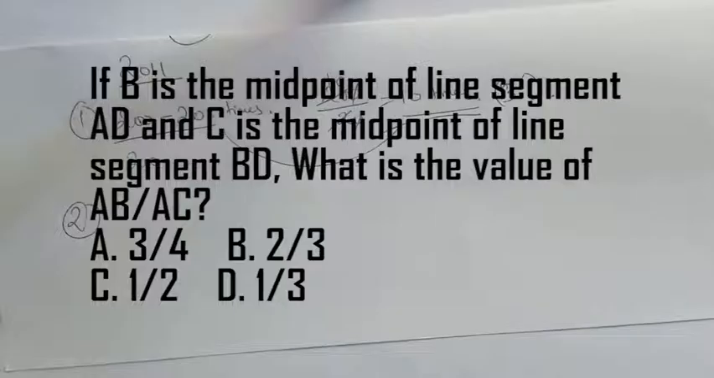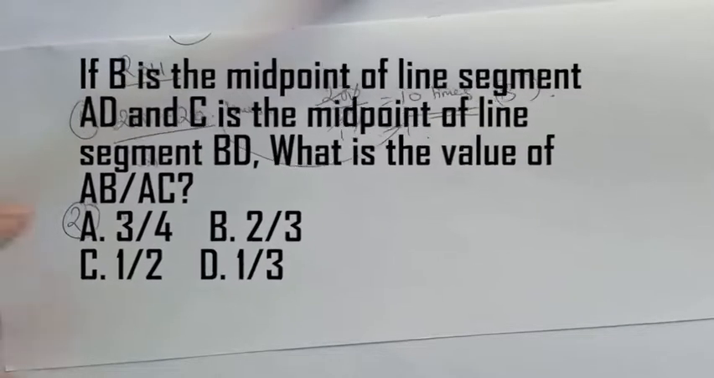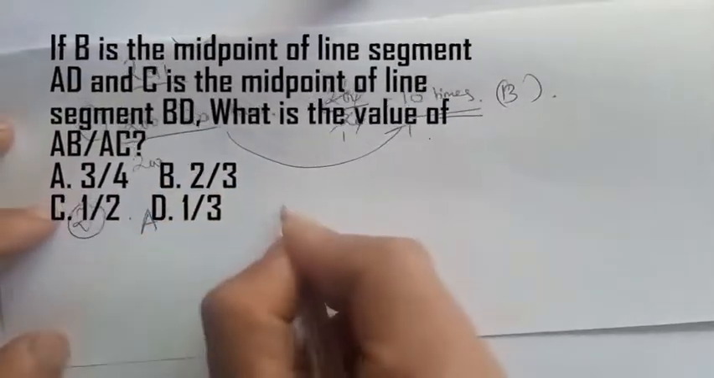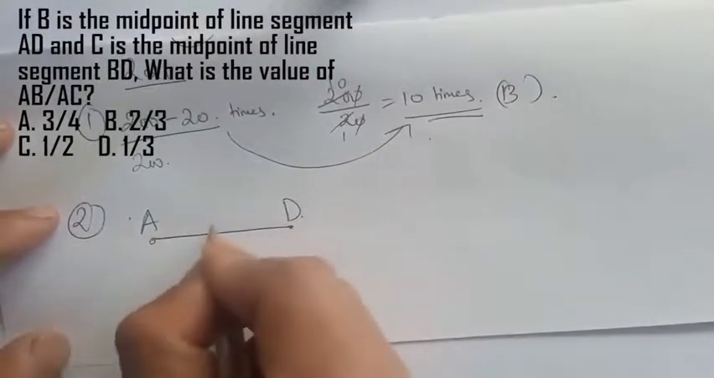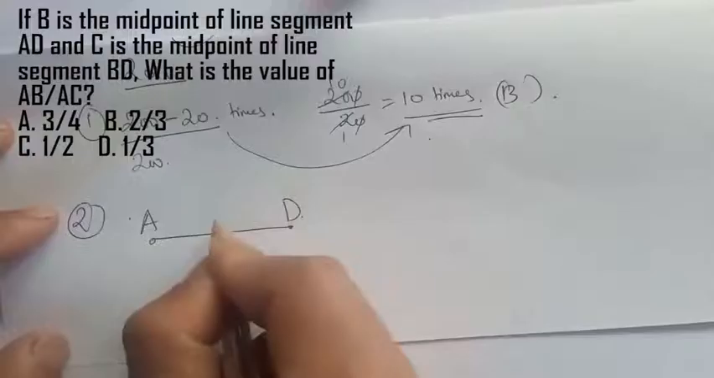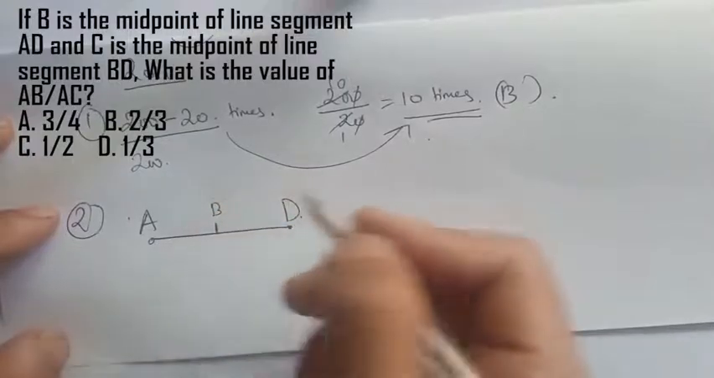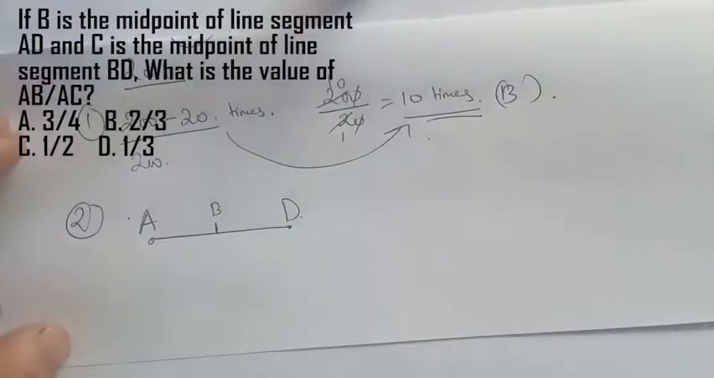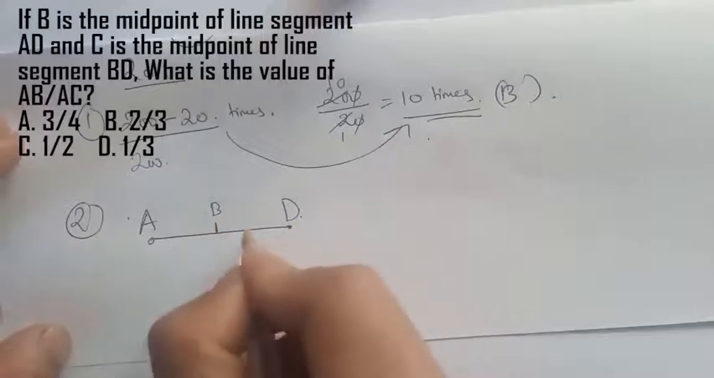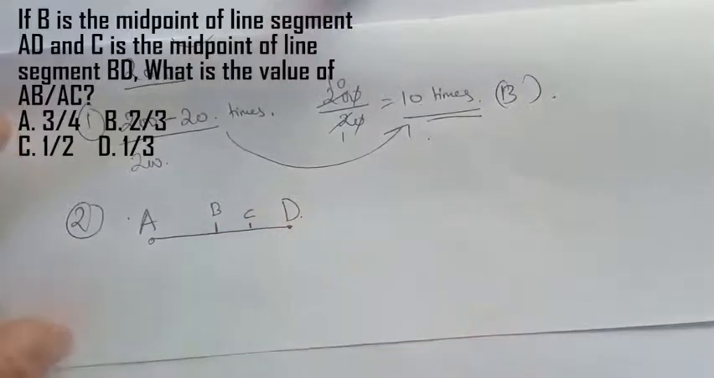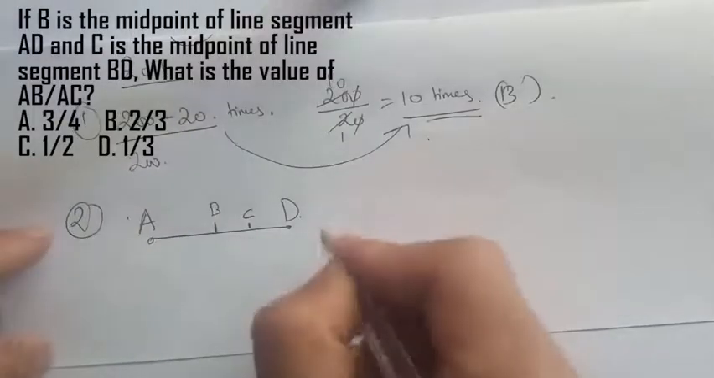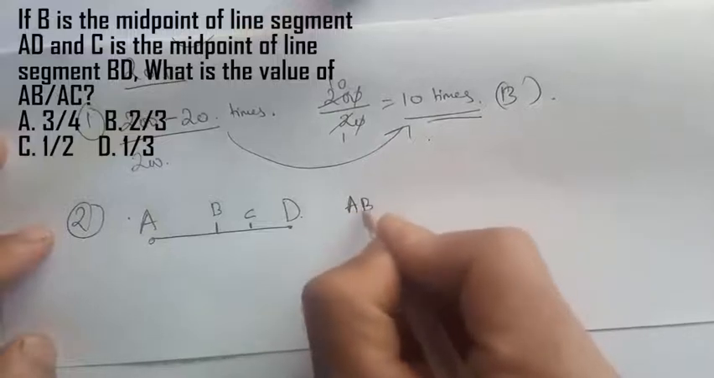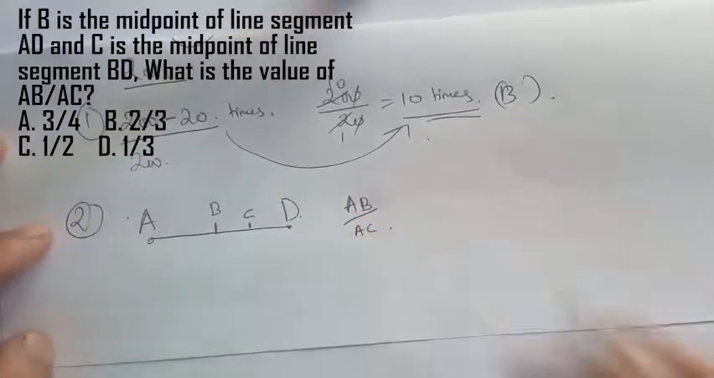If B is the midpoint of the line segment AD, and C is the midpoint of the line segment BD, what is the value of AB over AC? The question is AB over AC, what is the value?